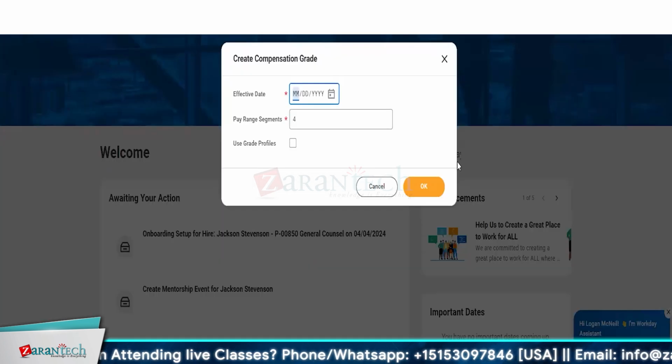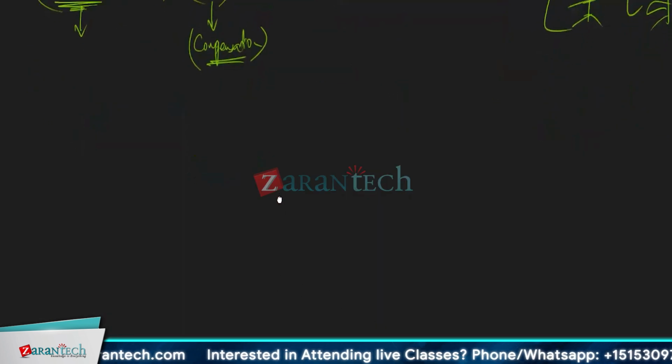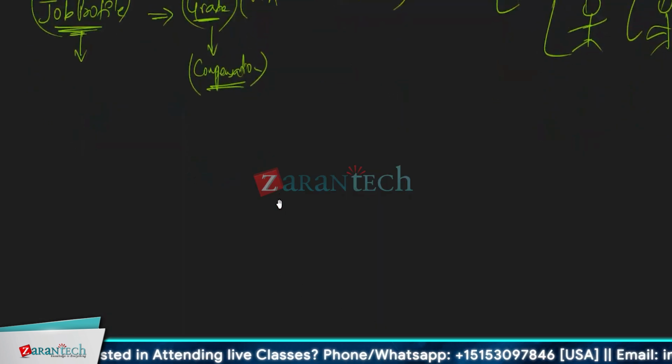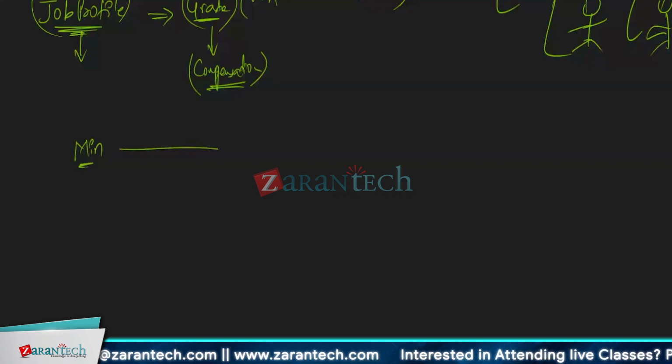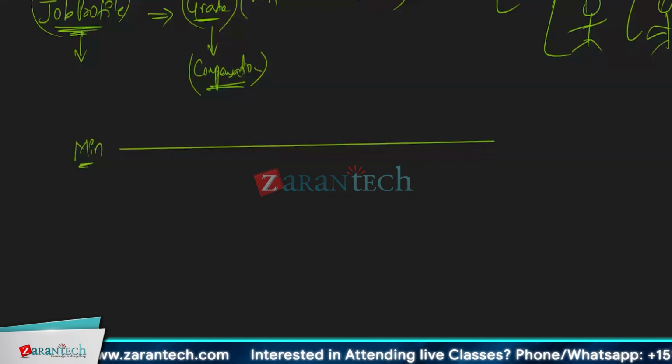So the grades are effective dated. So I'm just going to give 01/01/1900. Now you see there are pay range segments. So let me explain what exactly a pay range segment is. When you are creating a minimum and a maximum, you will be giving a minimum salary, and then you will be giving a maximum salary.